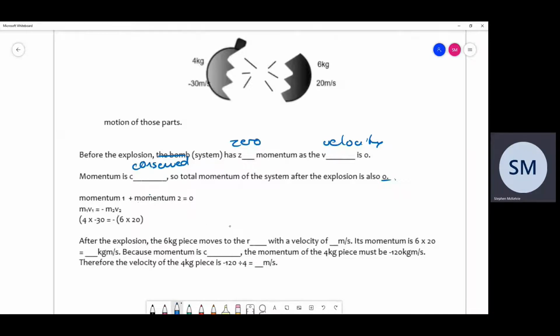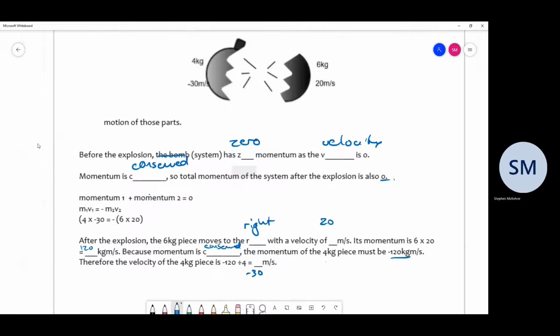After the explosion, the 6 kilogram piece moves to the right with the velocity of, what are we looking at here? 6 kilograms, 20 meters per second. This momentum is 6 times 20, which is 120 kilogram meters per second. Because the momentum is conserved, the momentum of the 4 kilogram piece must also be minus 120 kilogram meters per second. Therefore, the velocity of the 4 kilogram piece is minus 120 divided by 4, which is minus 30 meters per second.